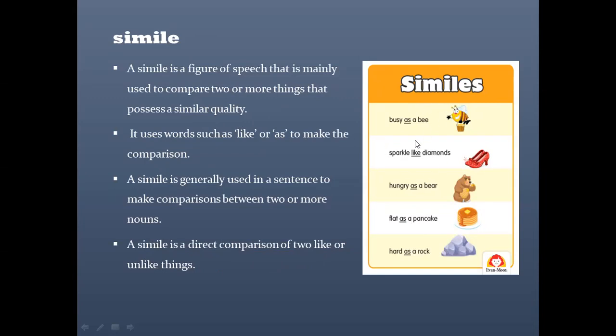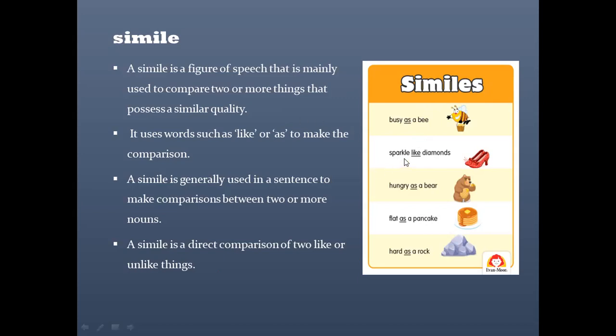You can see the chart. In the first example, busy as a bee. If a person is as busy as a bee, they are very active and are working constantly. So we use this phrase for them, because they will be very busy like a bee and they'll be working continuously. So we compare them with a bee by using as. For example, she is as busy as a bee. Here it means she is very busy like a bee.